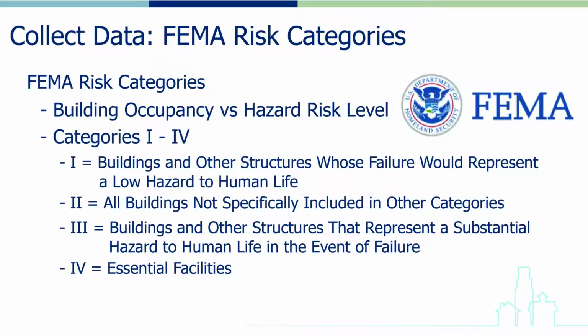Category 1 includes buildings and other structures whose failure would represent a low hazard to human life. Category 2 includes all buildings not specifically included in other categories. Category 3 includes buildings and other structures that represent a substantial hazard to human life in the event of a failure. And Category 4 includes essential facilities, such as hospitals, fire and police stations, etc. The table on the next slide explains each category further.